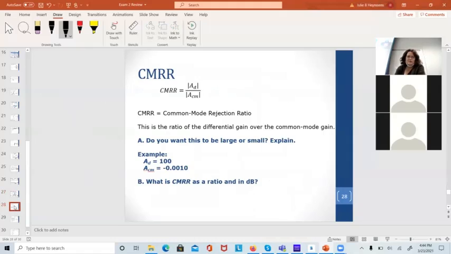Common mode rejection ratio. This is the only thing you will ever need to know about common mode rejection ratio for my exam. It's the differential gain over the common mode gain. Can you calculate it? Can you calculate it in dB? And be able to calculate all these gains, and translate them into dB also.